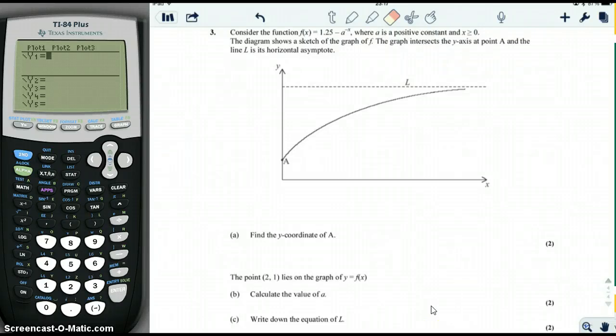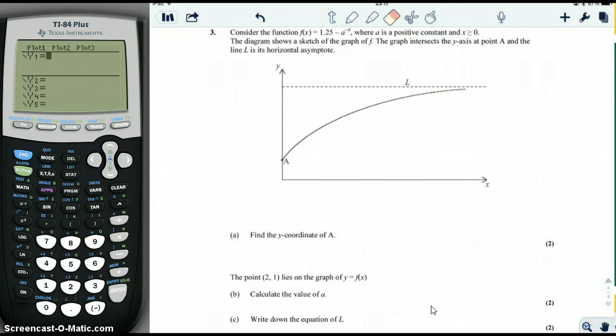Problem 3 of the review mock exam. This is a little bit different than the ones we've seen before, but the approach again is the same. Consider the function f of x equals 1.25 minus a to the negative x, where a is a positive constant and x is greater than or equal to 0.